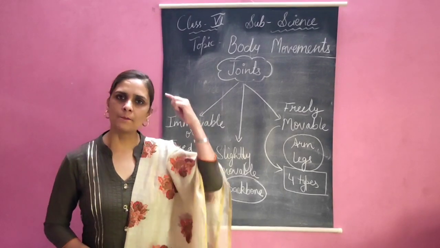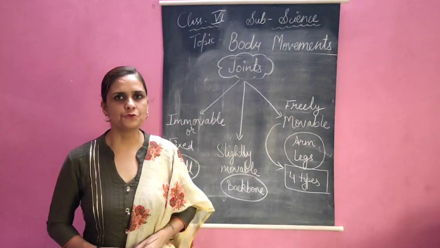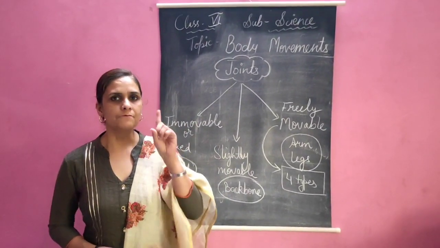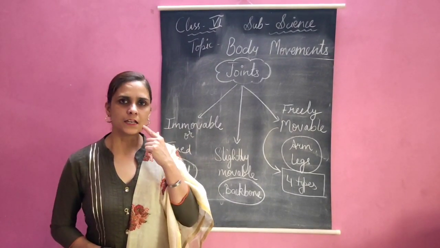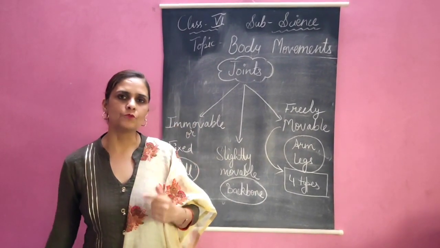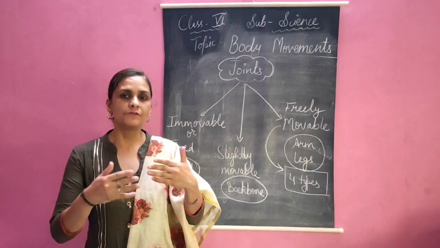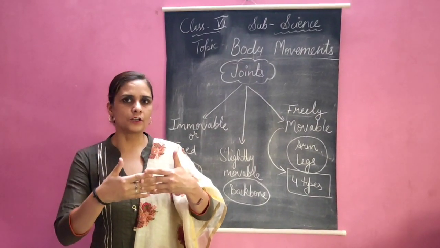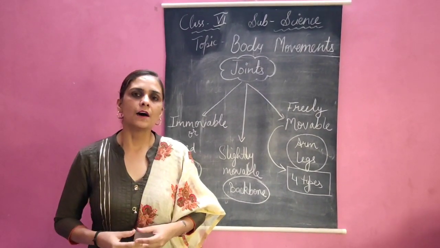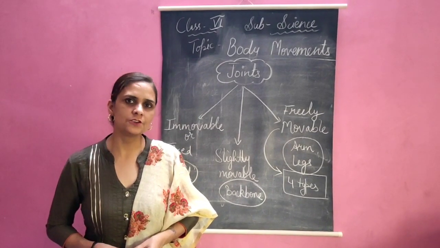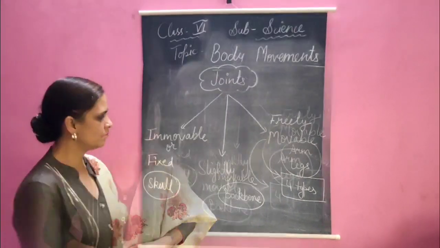As you all know, the upper part of the skull is made up of 22 bones. Here only one bone is movable, that is the lower jaw. The rest of the bones are joined together, or we can say they are interlocked with each other with a fibrous cartilage which does not allow any movement.